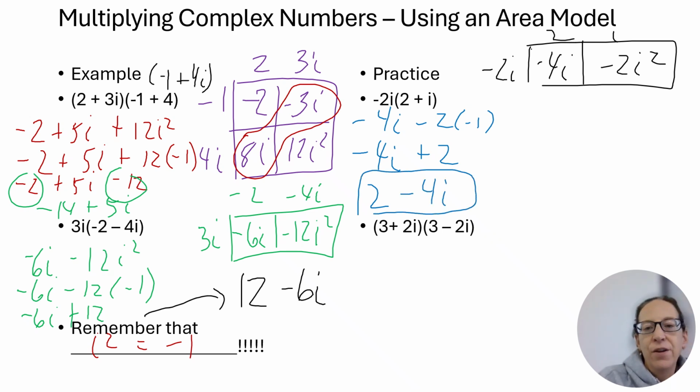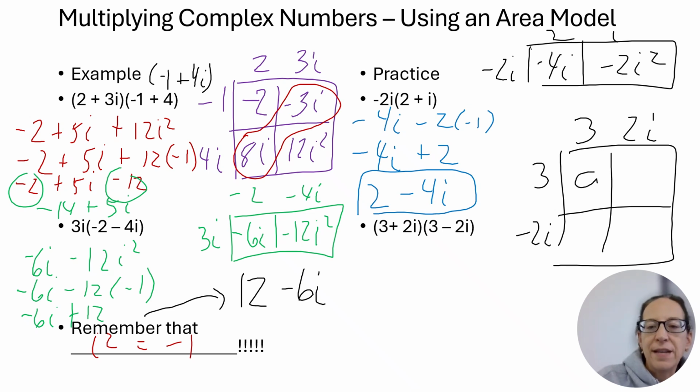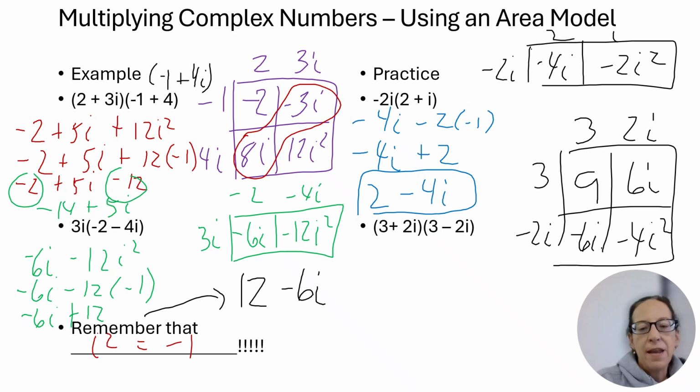Ta-da. Okay, next one. I'm going to do the area model up here where I have some space, and I have 3 plus 2i and 3 minus 2i, and 3 times 3 is 9. 2i times 3 is 6i. 3 times negative 2i is negative 6i, and negative 2 times positive 2 is negative 4, and then i times i is i squared.